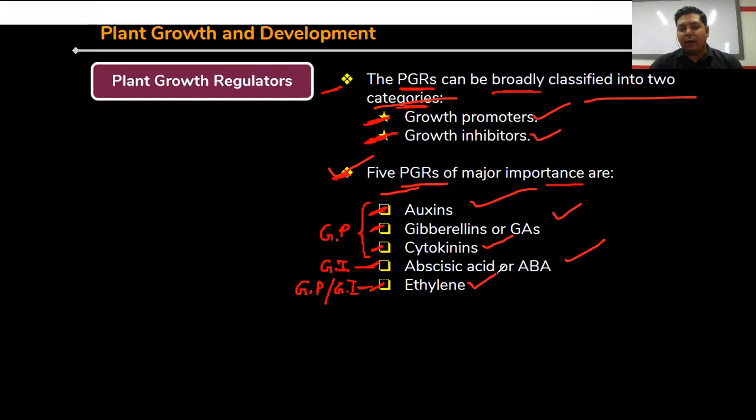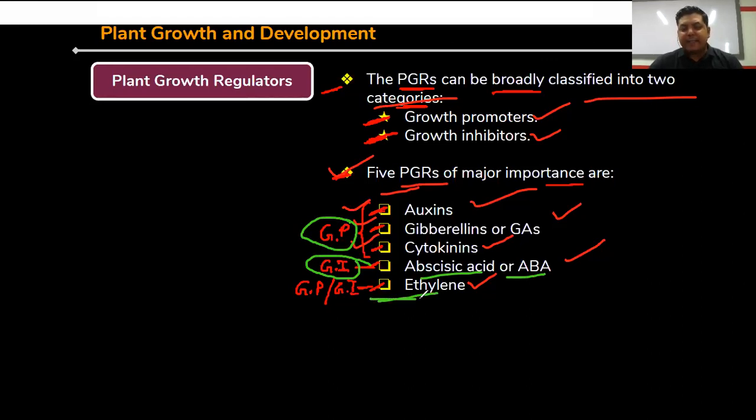Out of these 5 plant growth regulators, some promote plant growth, and they are known as growth promoters, and some inhibit plant growth, and they are known as growth inhibitors. Clear? Now, out of these 5, auxin, gibberellin, and cytokinin are known as growth promoters. That means they are directly involved in the growth of the plant body. Then abscisic acid, ABA, is known as a growth inhibitor because it is mainly involved in inhibiting the process of plant growth.